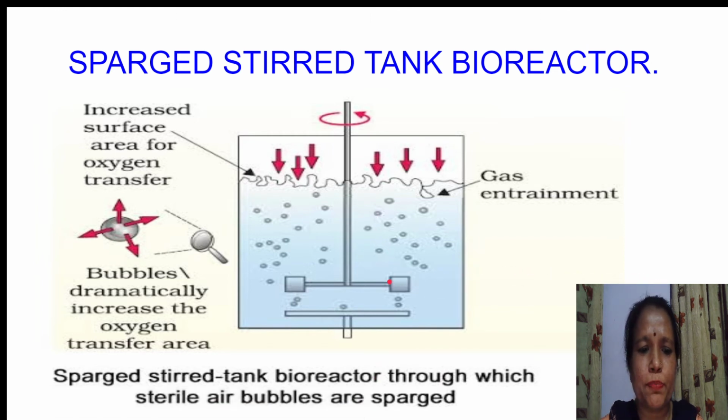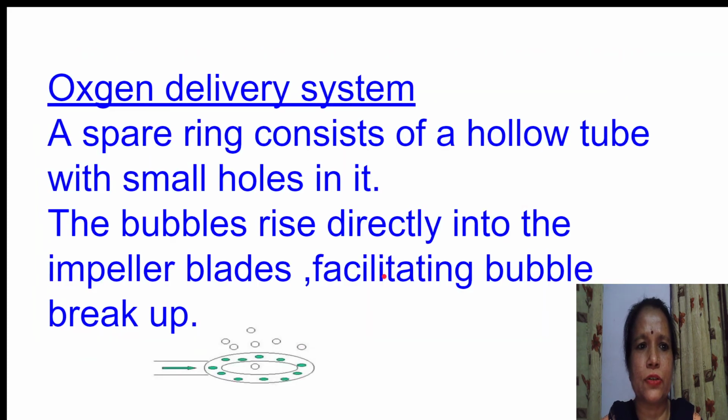So this is a sparge stirred tank bioreactor. There is a hollow tube with small holes in it through which air under pressure forms a large number of air bubbles. These bubbles directly rise up into the impeller blades, which facilitates bubble breakup and utilization by the microorganisms.